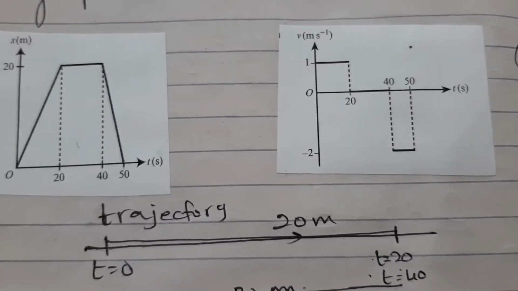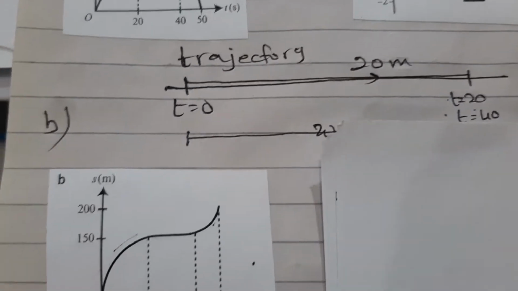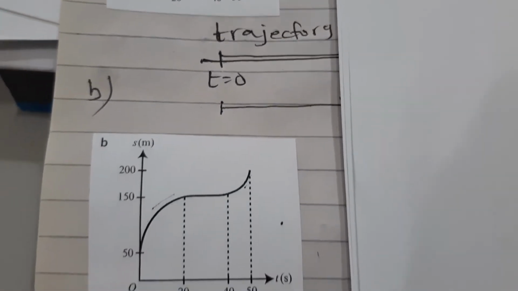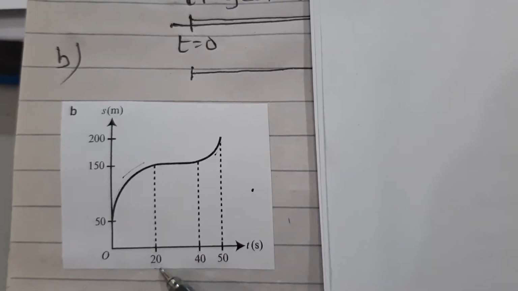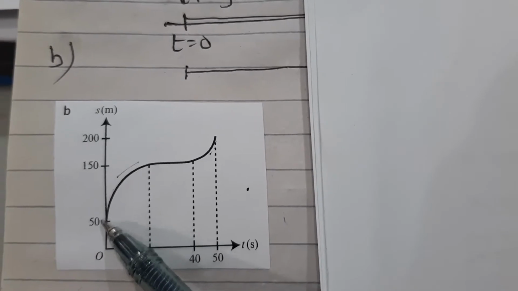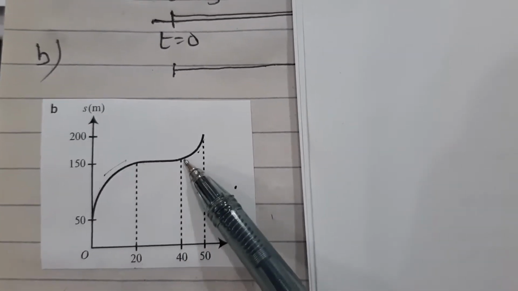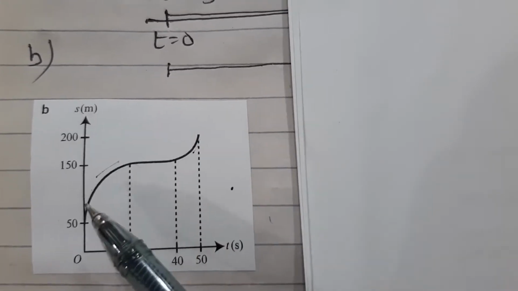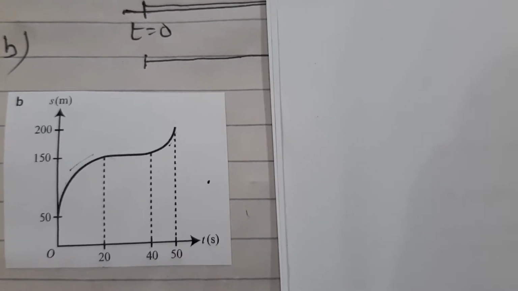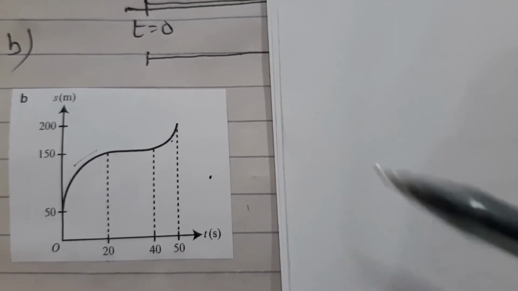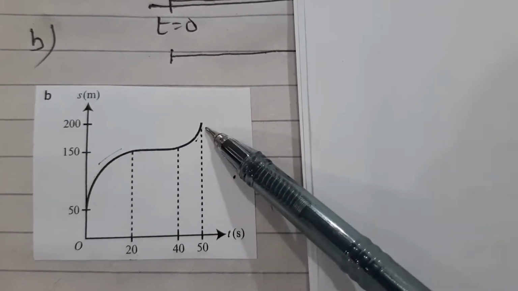Okay, so now let's see another displacement time graph. Let me hide the velocity time graph of it. We will figure it out in a while. Okay, so now look at this. For 0 to 20 seconds, the shape of the graph is like this, and then it is a straight horizontal line, and then it is going up. So what are these three segments representing on the displacement time graph?